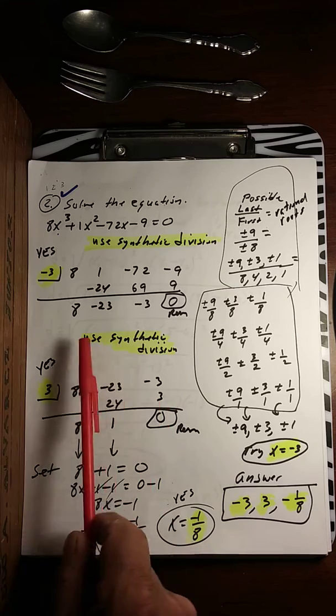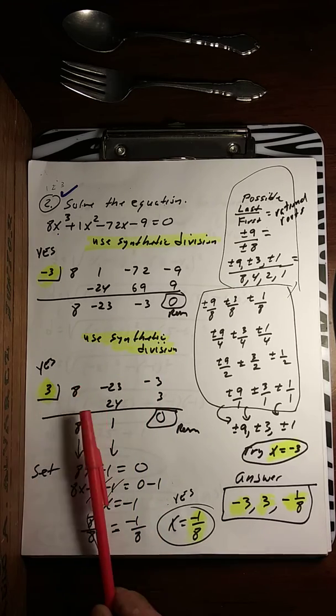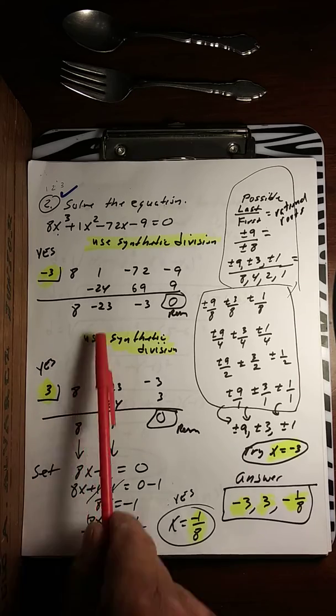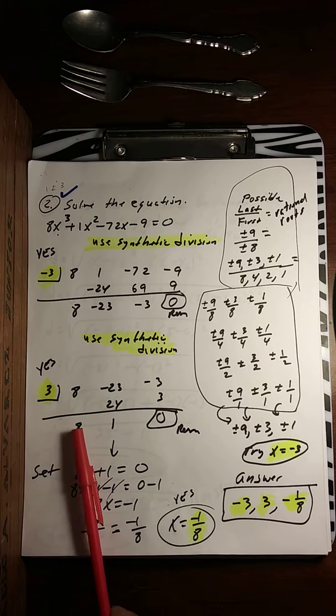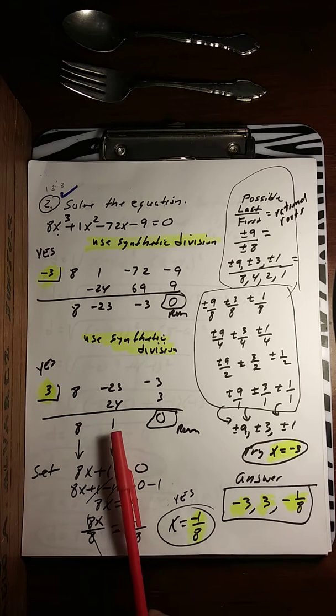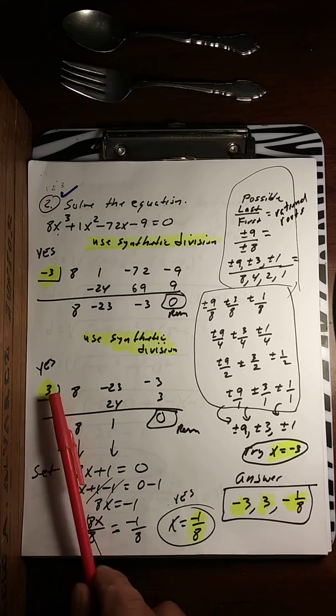Use synthetic division again. Put a 3 in there this time. So 8 comes down. Right there, there they are: 8, negative 23, and negative 3. So 8 comes here. 3 times 8 is 24. 24 minus 23, 1. That's 3. 3 minus 3 is 0. Remainder again 0. Yes, that's an answer.